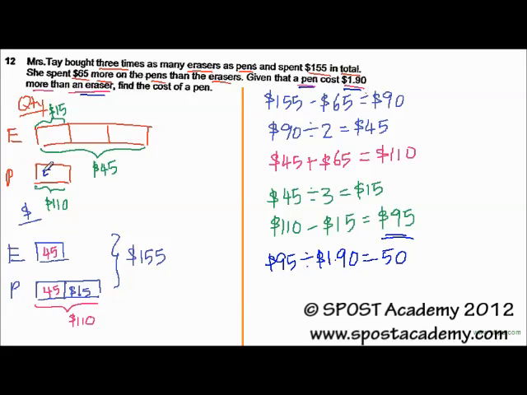Which means that 1 unit represents 50. So for every 50 erasers and 50 pens bought, the pens will cost $95 more than the erasers, since every pen costs $1.90 more than the eraser. So to find the final answer, the cost of a pen, I just need to use $110, which is the total amount here, divided by the number of pens, which is 50. And we will get $2.20.